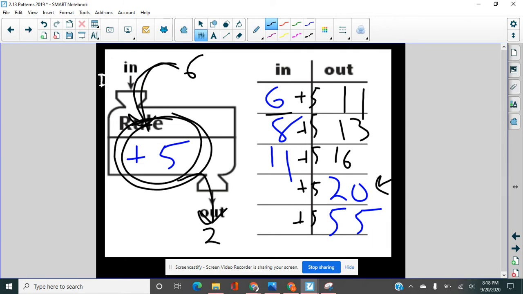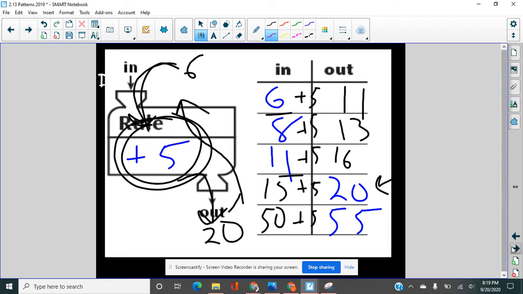Now be careful. What if we have a 20 here? What if it comes out as a 20? Well, we have to work backwards, right? We have to go this way. So we have to think, well, what did it start as? In order to do that, we have to subtract 5 to go backwards. To go backwards, we have to do the opposite or the inverse. So here we would have 15. If it came out 55, it had to start as 50. This is what a function machine is, or an in-out box is another way to say that.